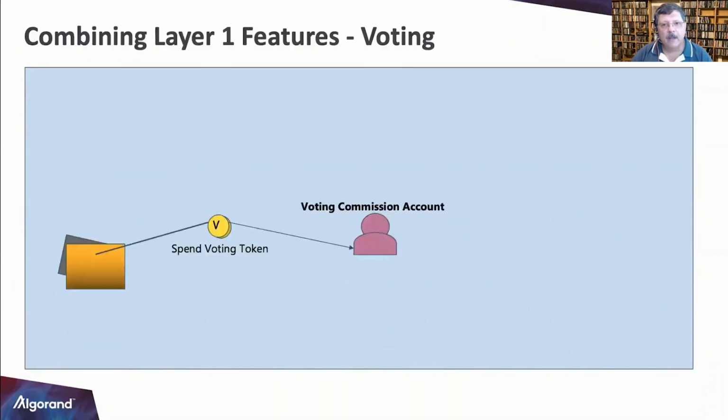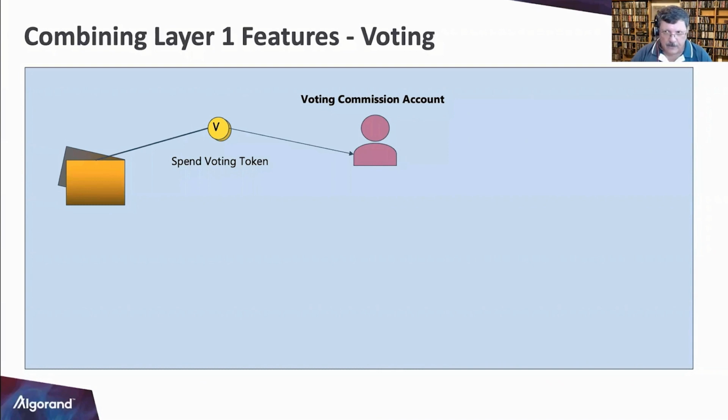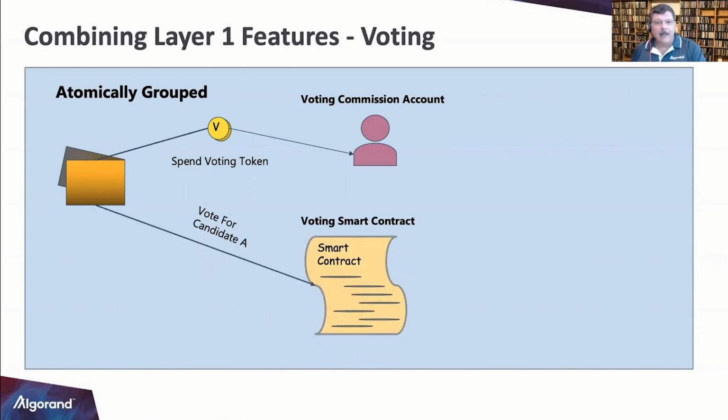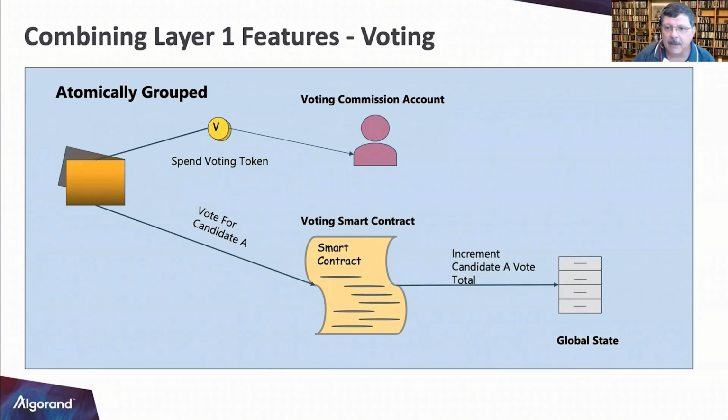And then we get into voting, which was one of the examples I want to cover here for a solution. And these are all tied together atomically, like we had talked about. So you have a voting commission, for example, and it issues a spend voting token. And then there's some logic that's applied. Once this vote is cast for candidate A, then there might be some smart contract logic utilized to validate that particular candidate vote. And if it passes, then you increment the candidate A vote to the total in global state. So this would be a stateful smart contract that would do that.